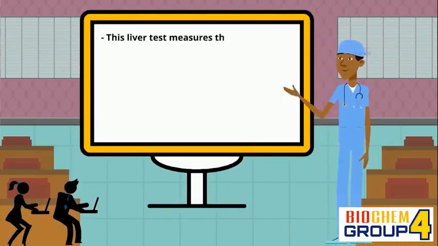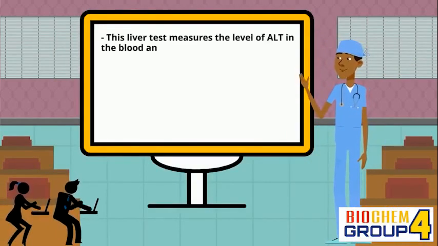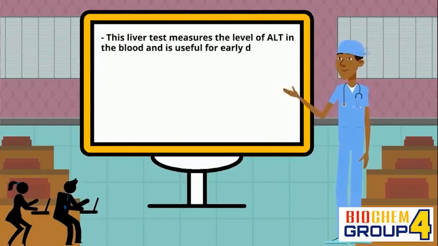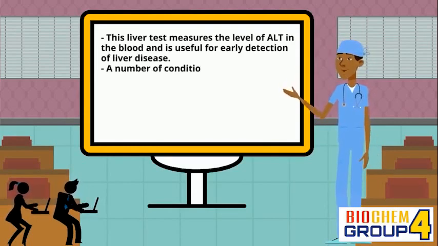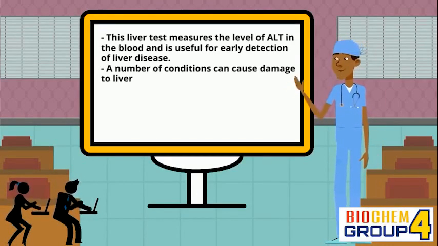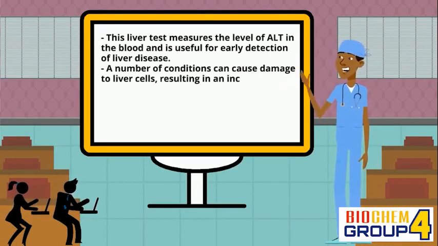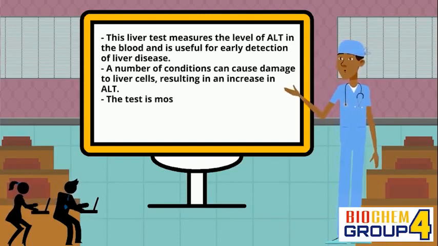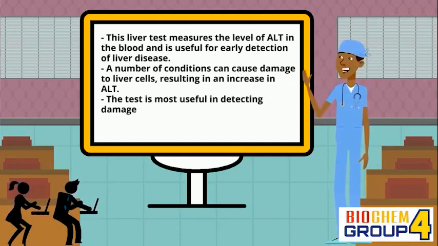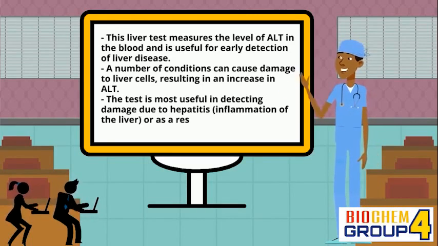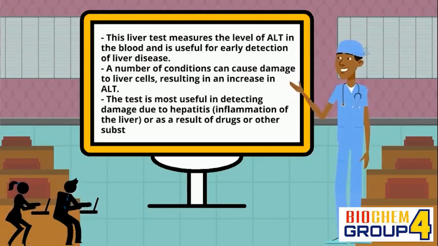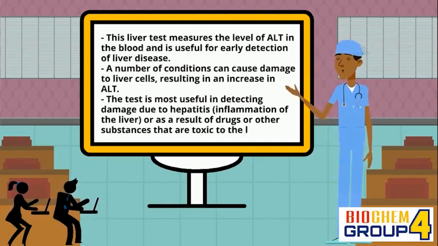This liver test measures the level of ALT in the blood and is useful for early detection of liver disease. A number of conditions can cause damage to liver cells, resulting in an increase in ALT. The test is most useful in detecting damage due to hepatitis, inflammation of the liver, or as a result of drugs or other substances that are toxic to the liver.